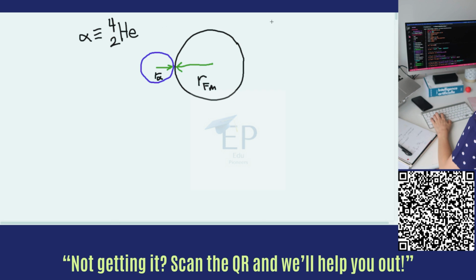The Fermi atom has an atomic number of 100 and an atomic mass number of 257.